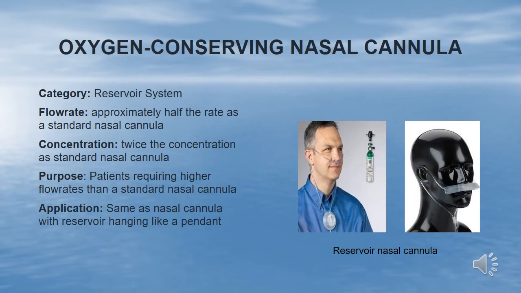An oxygen-conserving nasal cannula is a reservoir system that delivers oxygen more efficiently than a standard nasal cannula. It conserves oxygen and allows the patient to be well oxygenated at lower flow rates. The reservoir system delivers approximately twice the concentration as compared to a standard nasal cannula. For example, a reservoir nasal cannula setting of 3.5 liters per minute is about the same as 6 liters per minute of a standard nasal cannula.